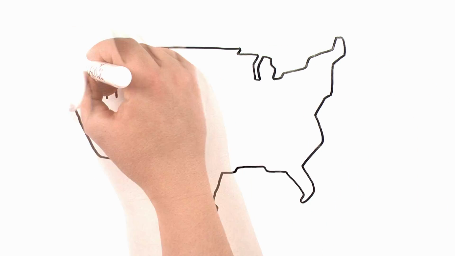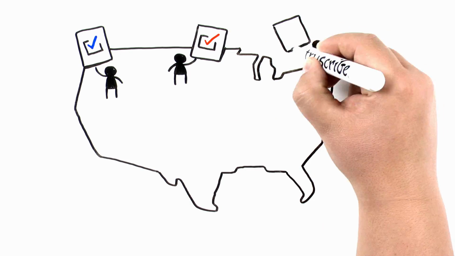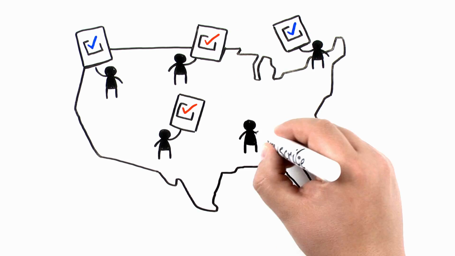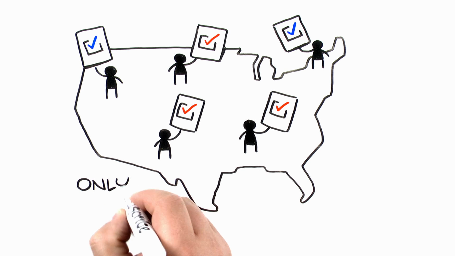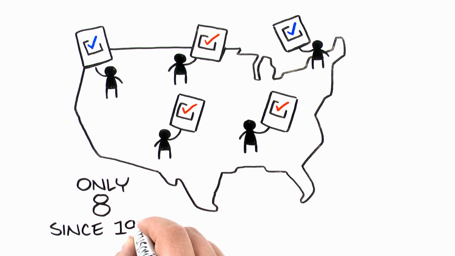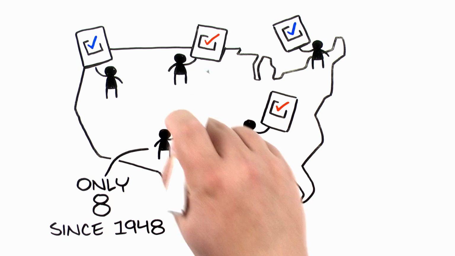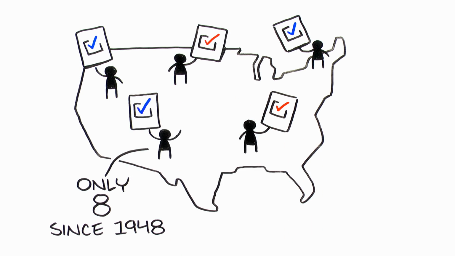Presidential electors have followed the will of the public since the first decade under the Constitution. Only 8 individual electors since 1948 have broken their commitment, but they have never influenced the outcome of an election.